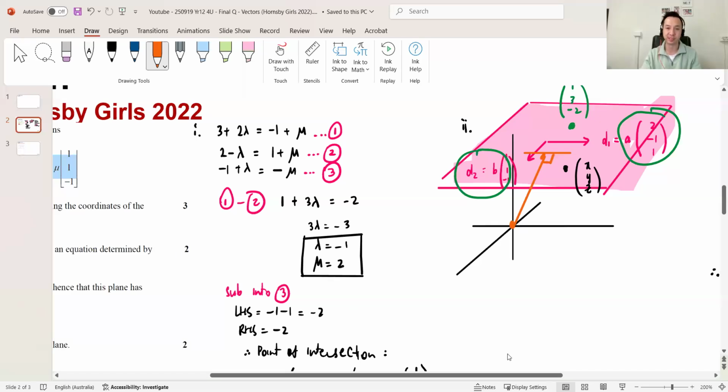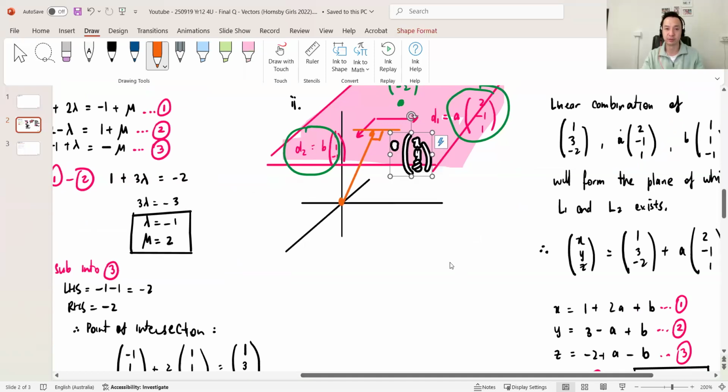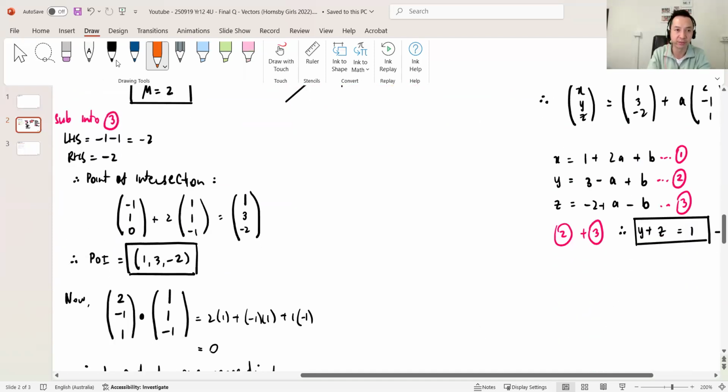So this is how I'm going to do it. I'm going to let the coordinate of intersection there be x, y, z. Let the point be P, x, y, z. I'll start there. So part 3: let P, x, y, z lie on the plane.